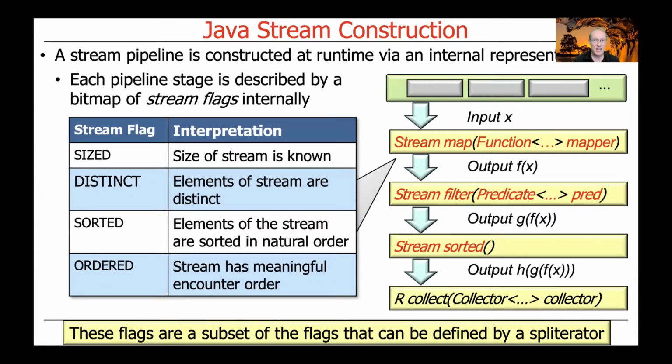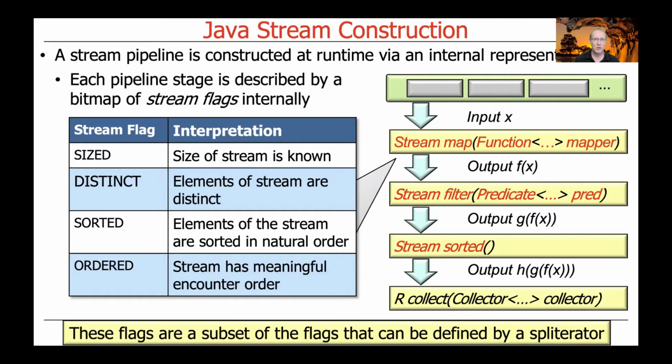Now, each of these stages that are built is described by internal data structures, which are basically bitmaps that keep track of flags that are set as this pipeline, this linked list, is being built on the fly as your program starts to run the streams code. And the flags, we'll talk about these flags in a second. The flags include sized, distinct, sorted, and ordered. And these are basically a subset of the flags that can be defined by a spliterator.